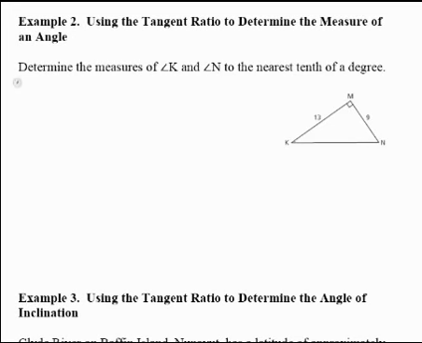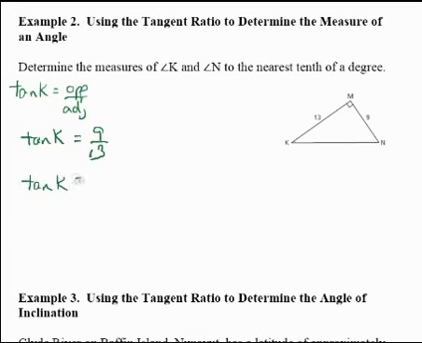So we're going to start with K. Tan K equals opposite over adjacent. Tangent of K equals opposite is 9 and adjacent is 13. So tan K equals 0.692. I just did that on my calculator, 9 divided by 13.